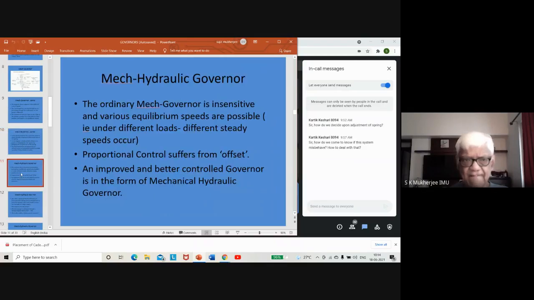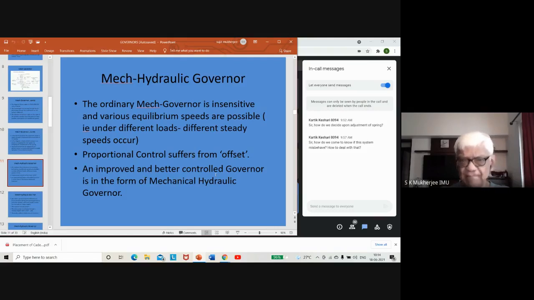Okay. The ordinary mechanical governor is insensitive and various equilibrium speeds are possible. That is, under different loads, different steady speeds occur. This is what is called a proportional controller. And a proportional control suffers from what is called offset. There'll be a change from the original value each time.